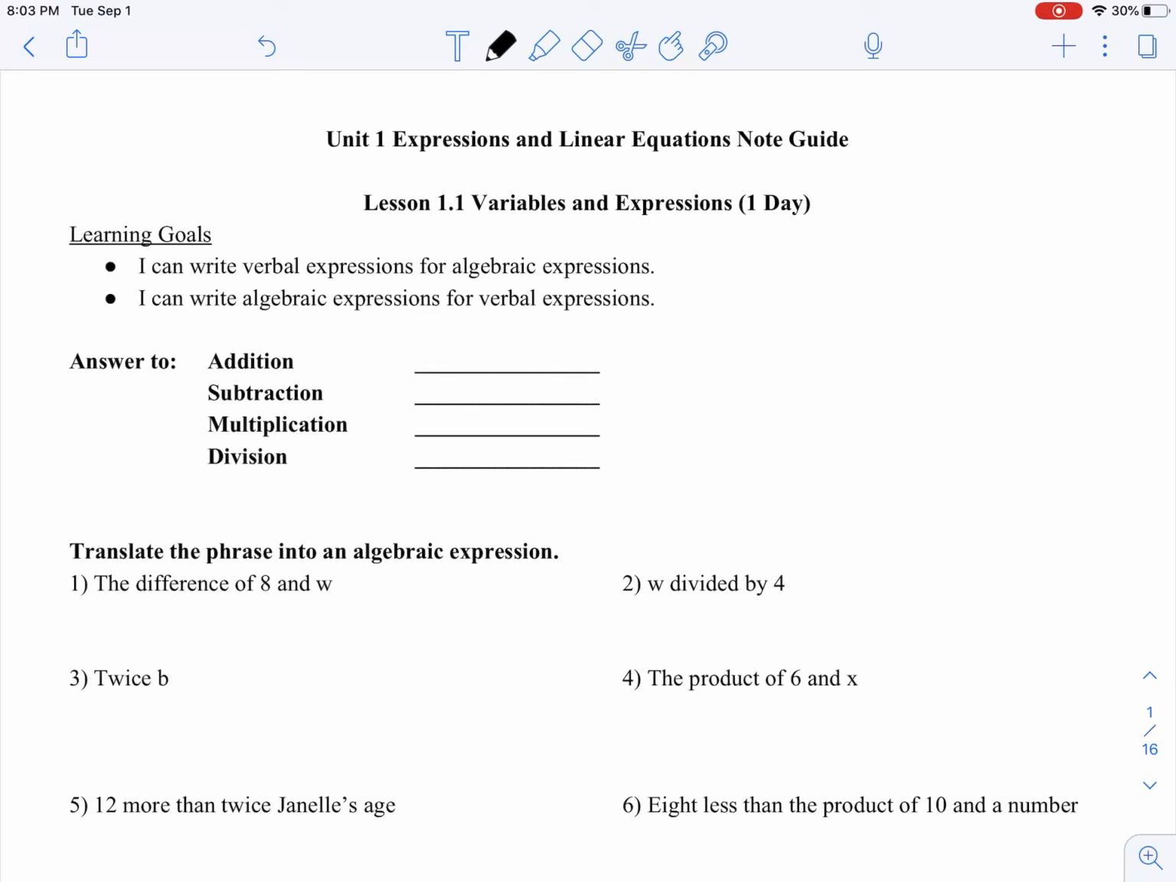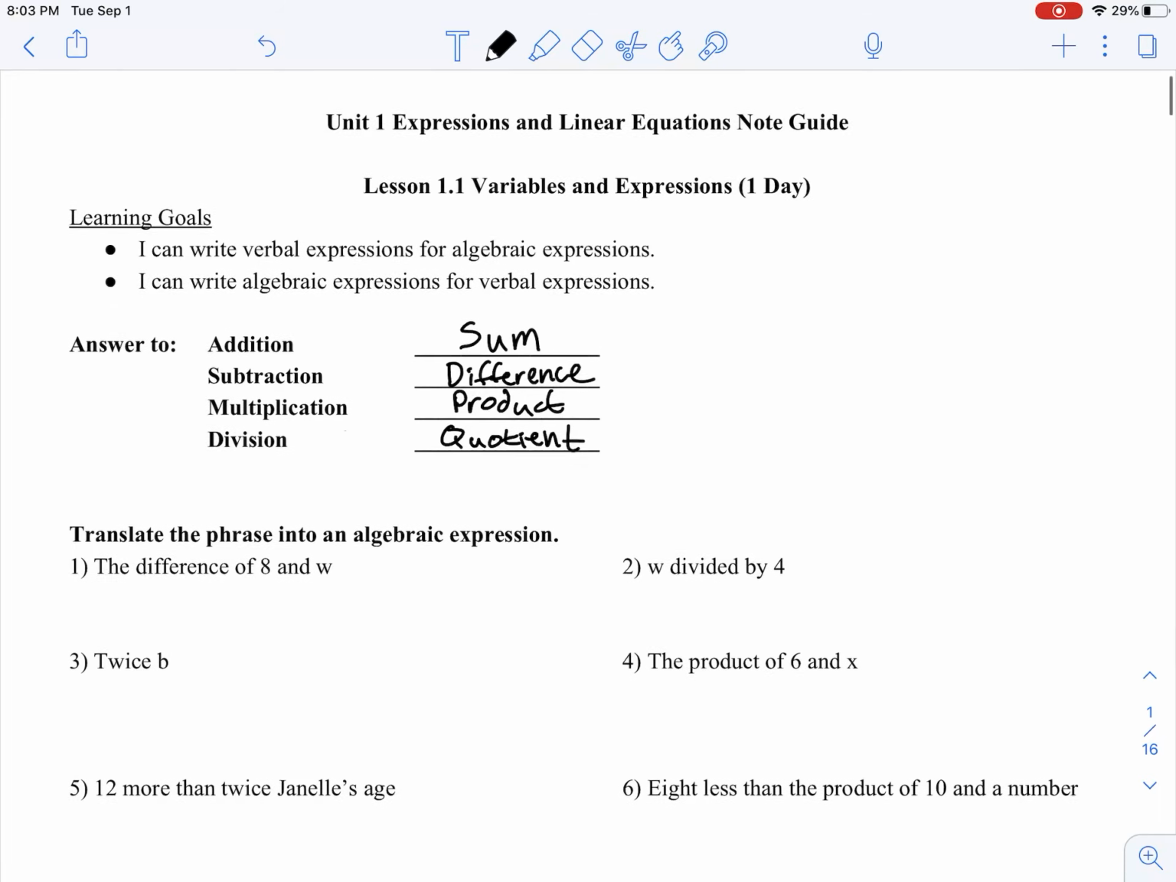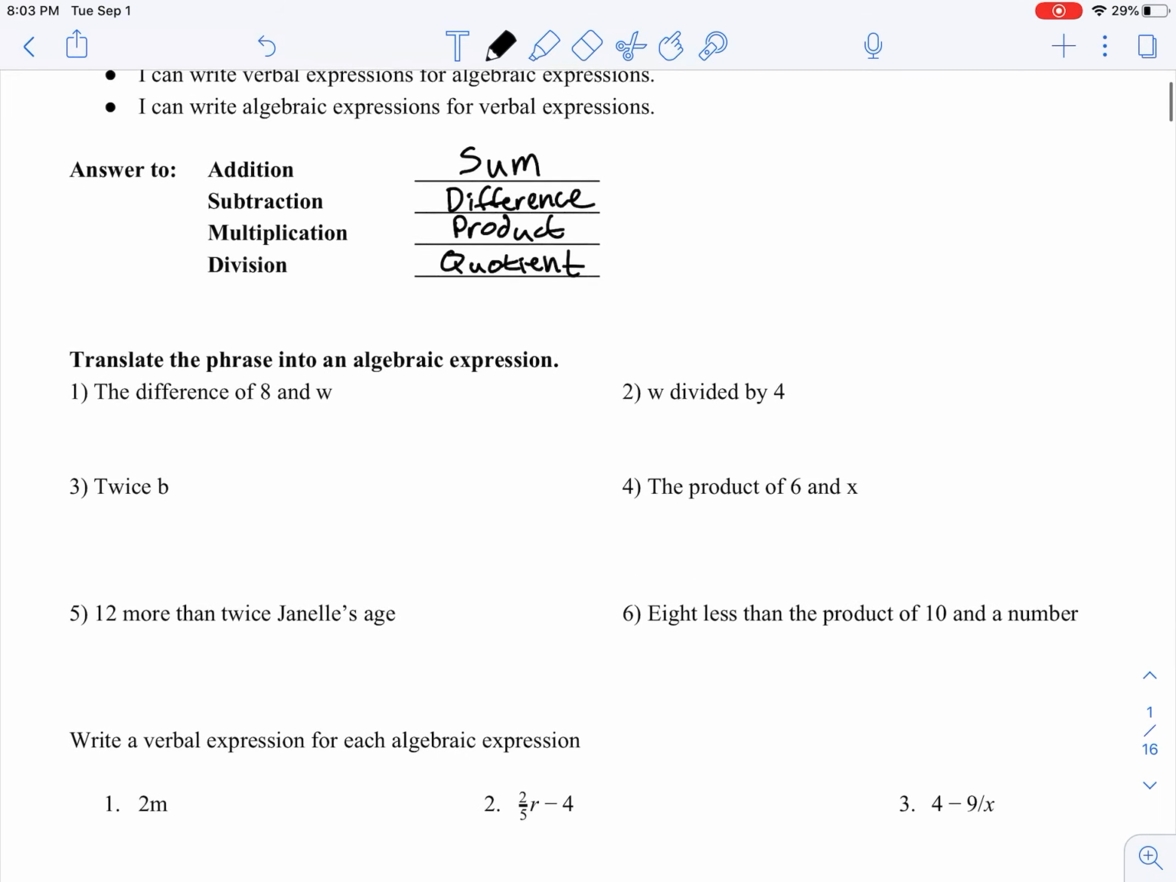So if we're converting words to numbers and numbers to words, I'm going to need to define a few things. The answer to an addition problem is called the sum. You might have heard that before, but we need to go through all of these because you're going to see them plenty today. The answer to a subtraction problem is the difference. The answer to a multiplication problem is the product. The answer to a division problem is the quotient. Okay, so that's where we're starting.